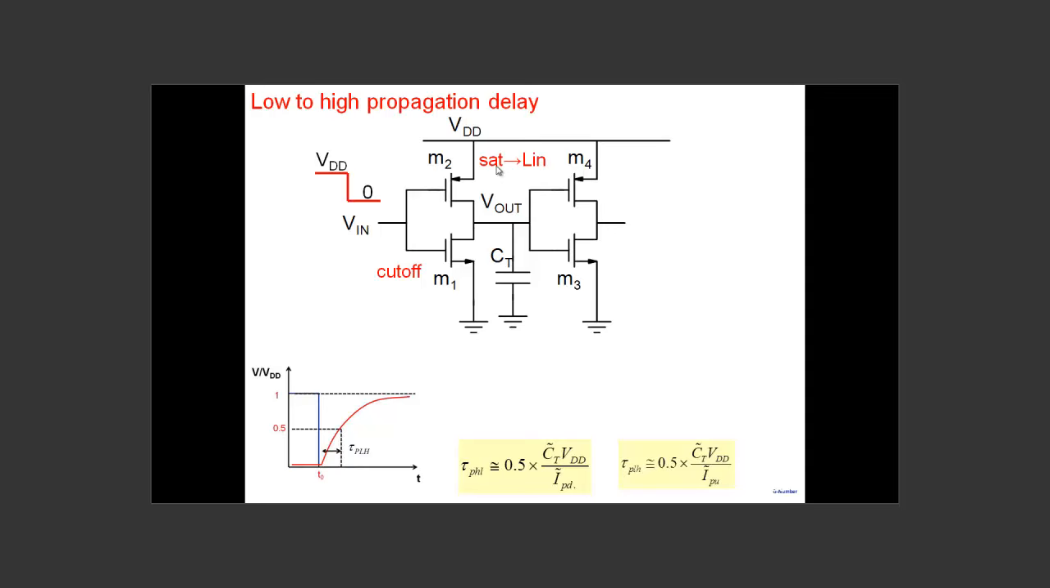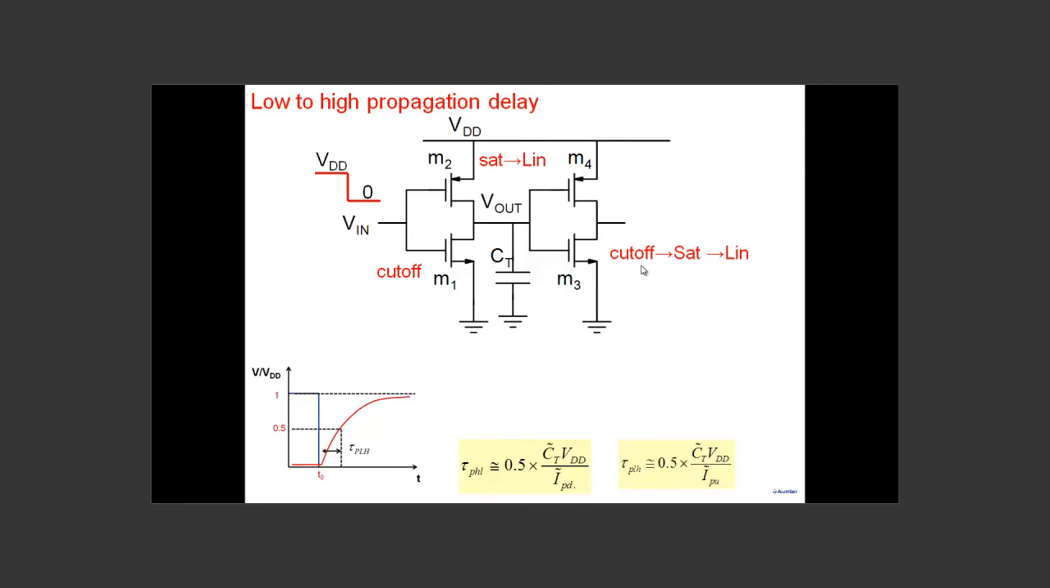It starts off in the saturation region, and then as the voltage charges here, it eventually goes into the linear region, right? So that's how this particular transistor behaves. During this transition from low to high propagation delay, this remains cut off. This goes immediately into saturation and goes to linear. This one starts off, note that M3 is initially 0, so it's in cutoff.